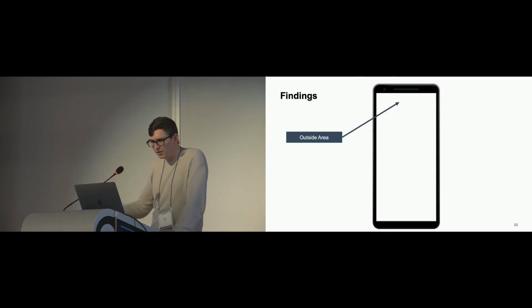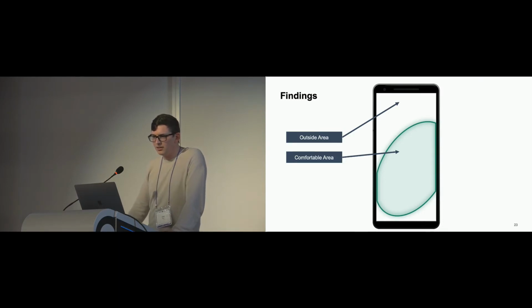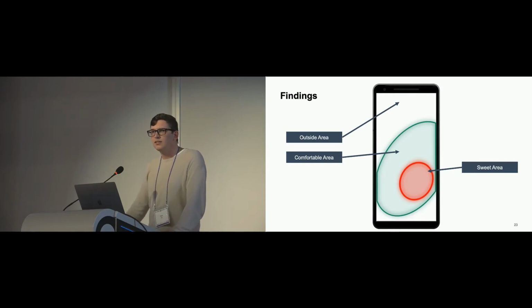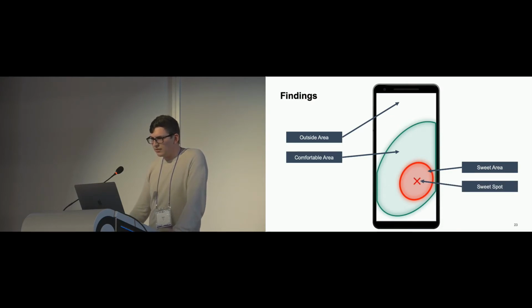So first of all, we have all the front screen, the outside area of the comfortable area. The comfortable area, that was the part we observed in earlier work. And now we found that we actually have a sweet area where the user likes to interact when there's no restriction given by the graphical user interface. And we found that there's actually a sweet spot where the user is highly likely to interact with the device, giving them the most comfortable interaction on the front of the device.